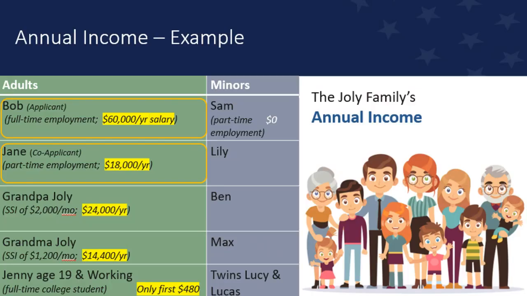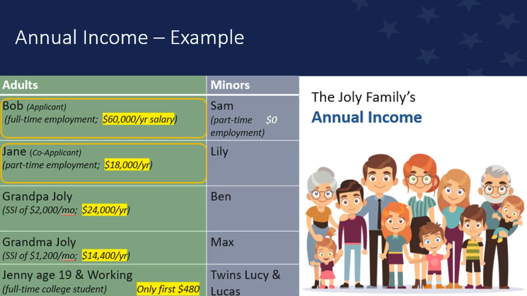Okay, now that we've gone over how and what to calculate for annual income, let's look at an example using the Jolly family. Whose income can we count? So we have a total of 5 adults in the household and 6 minors. We count the income for our applicant, Bob, who has a salary of $60,000 a year. Jane, our co-applicant, works part-time and earns $18,000 a year. Grandpa and Grandma receive Social Security income, and Jenny, who is a full-time college student, is also working.